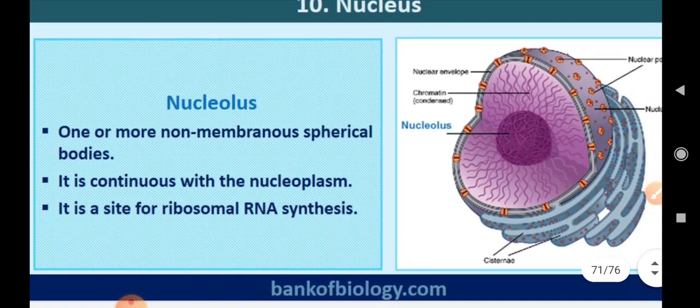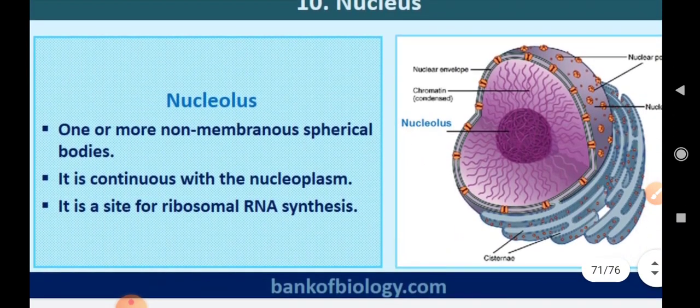Then comes a thick, or you can say dense, part inside the nucleus. It is known as the nucleolus. It is not covered by any membrane, so it is a non-membranous spherical body, and that is why we say it is continuous with the nucleoplasm. So this dense purple structure in the center is the nucleolus, and outside it the matrix is present.